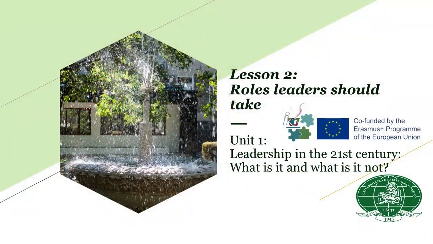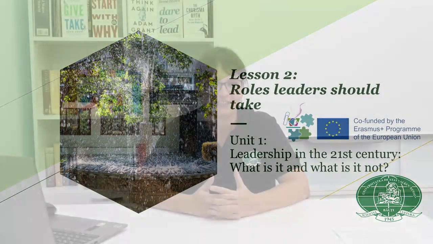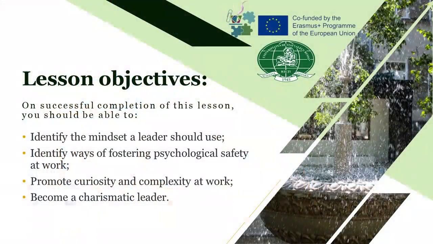Welcome to the second lesson of the first unit. The lesson is entitled Roles Leaders Should Take. The objectives that have been set for this lesson are: identify the mindset a leader should use, identify ways of fostering psychological safety at work, promote curiosity and complexity at work, and finally, become a charismatic leader.